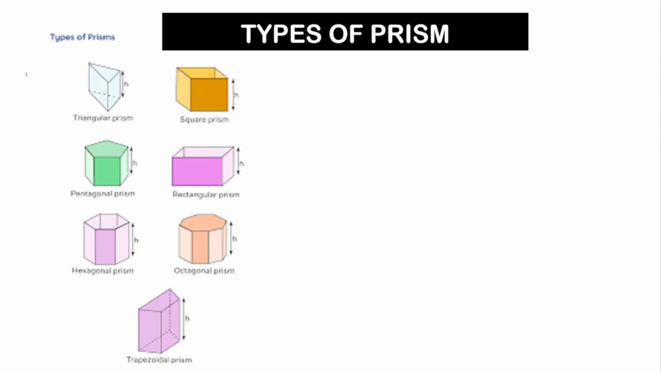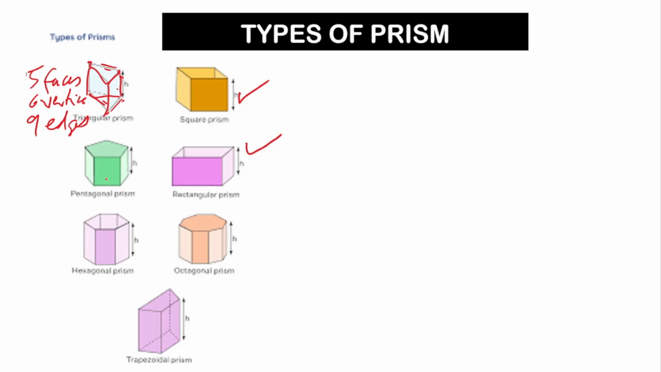So for triangular prism, how many faces? We have one here, one below, then one, two, three. That's going to be five faces. Then how many vertices? One, two, three, four, five, six. Six vertices. Then how many edges? One, two, three, four, five, six, seven, eight, nine. Nine edges. Can you see that? Then square prism, that is a cube. We have done that one as well.